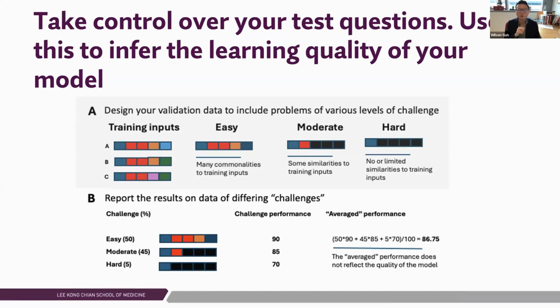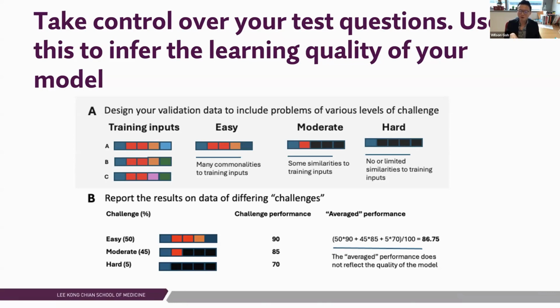The first thing I want to say is that you should take control over your test questions, and use this to infer the learning quality of your model. There's nothing in the rulebook that says that you cannot curate or incorporate information into your training and your test sets. So in other words, use design to create problems or various challenges so that you can actually figure out whether an AI is doing well only on easy problems but not hard problems? Or alternatively, is your AI only capable of working on hard problems but not easy problems? Both will signify different issues.